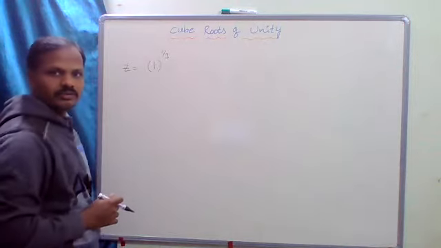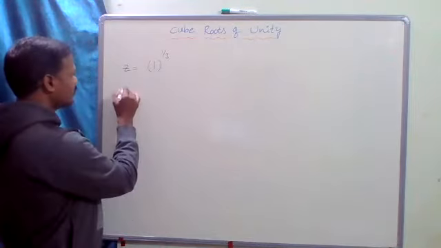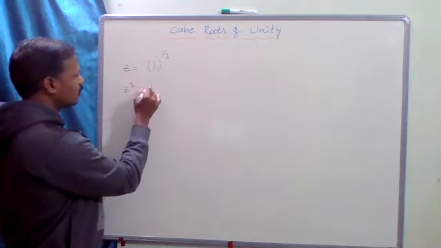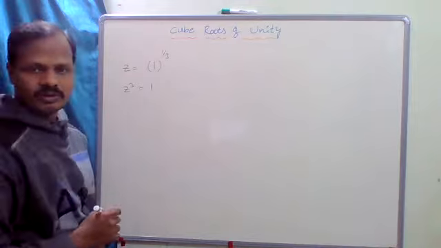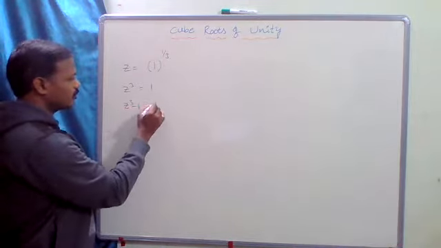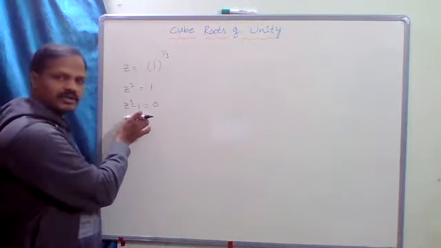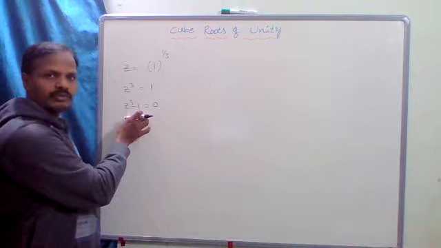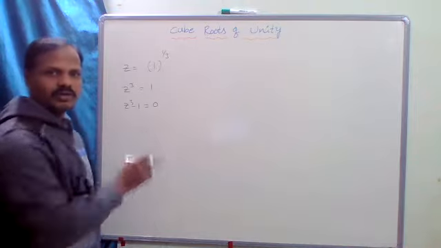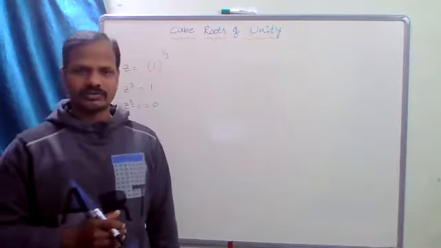Now, cubing on both sides, what will you get? z cube equal to 1. Now this is z cube minus 1 equal to 0. It is a cubic polynomial equation. A polynomial equation of degree n has n roots.